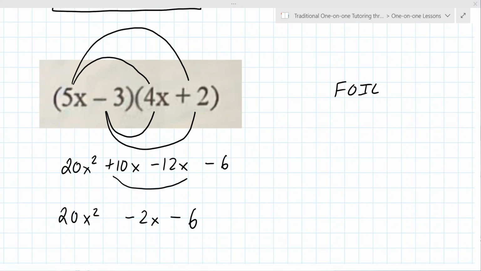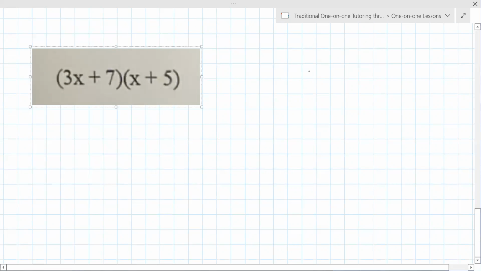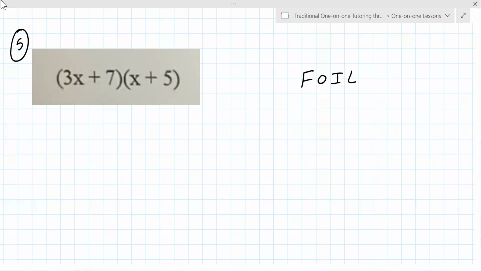Any questions on that? No. Okay. I'd like you to try number 5 on your own. Let me snip that in. There's no signs to deal with. You just have to do the 4 multiplications, the FO, the I, and the L. So give that a try. And if you have questions, please ask. But I'd like to see where you're at on this now that you've seen a couple of examples worked out.